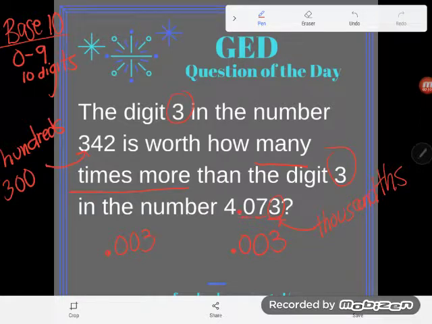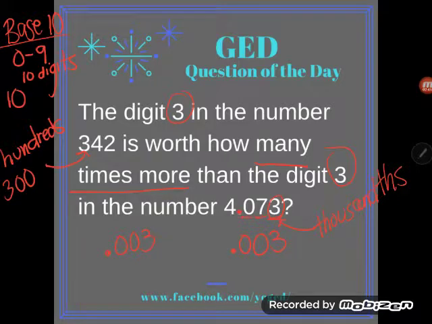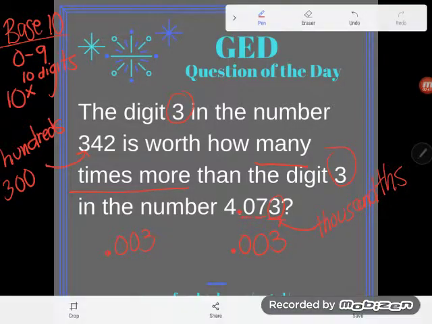Each time I move a decimal place, the value of that place goes up 10 times. Let me say that again. Each time I move a decimal place, the value of that place goes up 10 times. So it's 10 times per decimal place movement. So let's take a look.